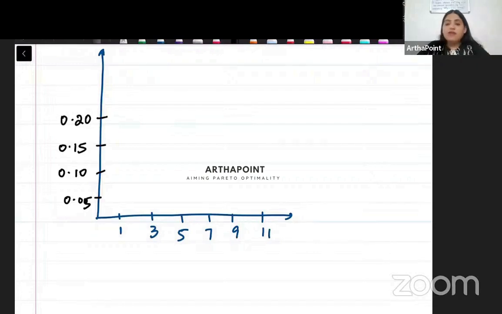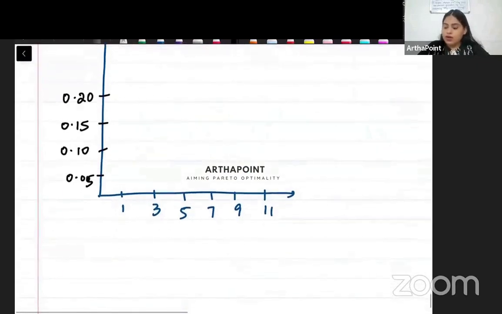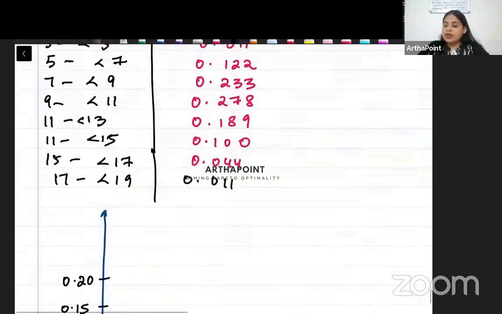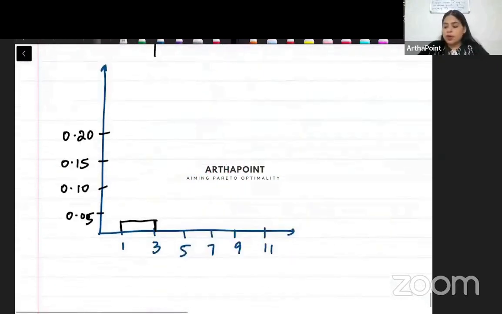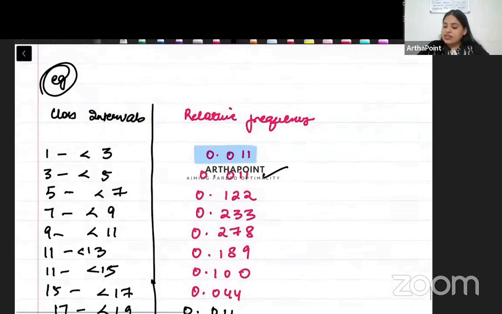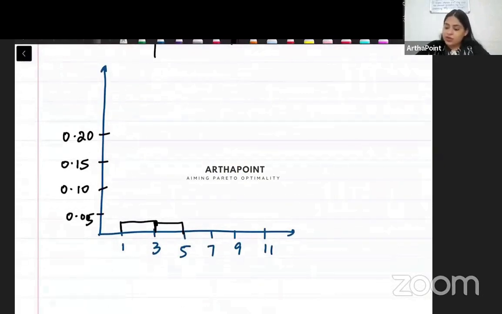And then between 1 to 3, I have 0.011. That means it is less than this, something like this. Then the next one is 0.011. Again, same. Then the next is 0.122. मतलब 12 हो गया ना, 10 से बड़ा हो गया. So it will be somewhere here.